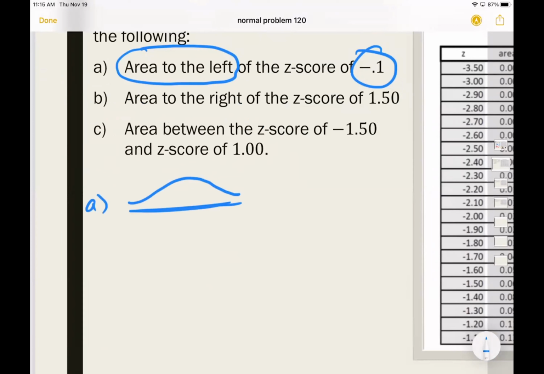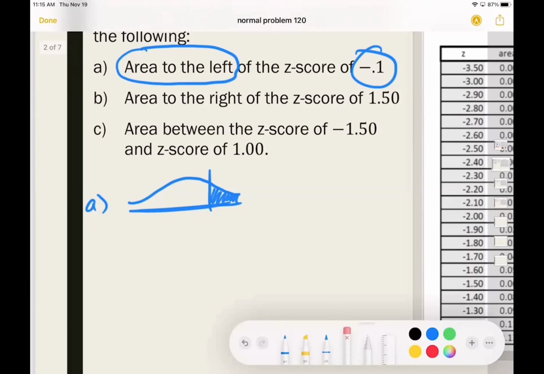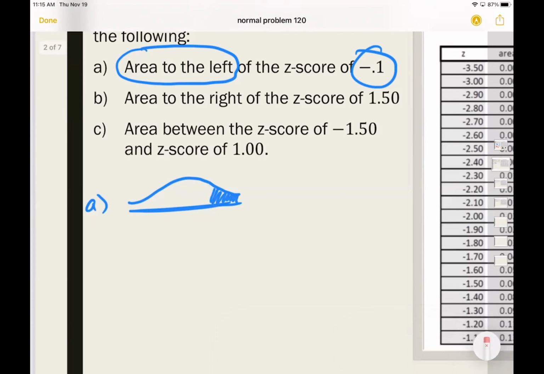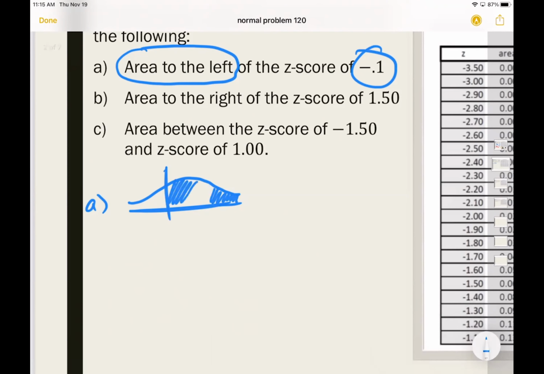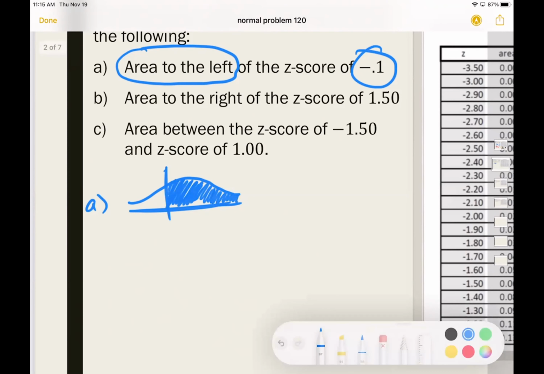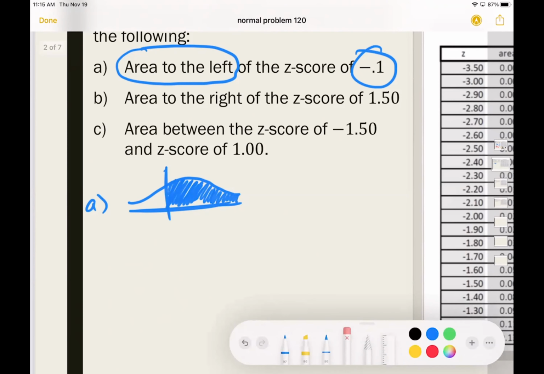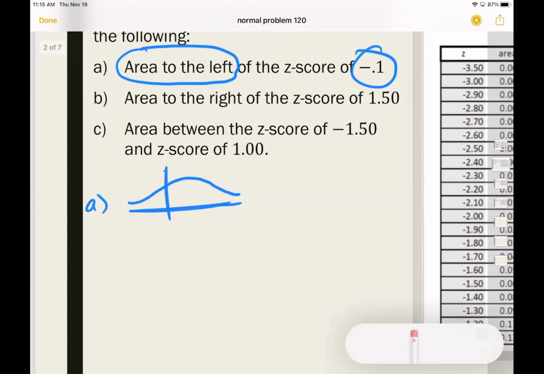It doesn't matter what I have. Again, you don't have to be precise. You can put the line right here and you can shade it to the right if you want to. Realistically, it's not correct, but it doesn't matter. It just gives you an idea that my line is somewhere here and I'm looking for the area. Sorry, we're looking for the area to the left.